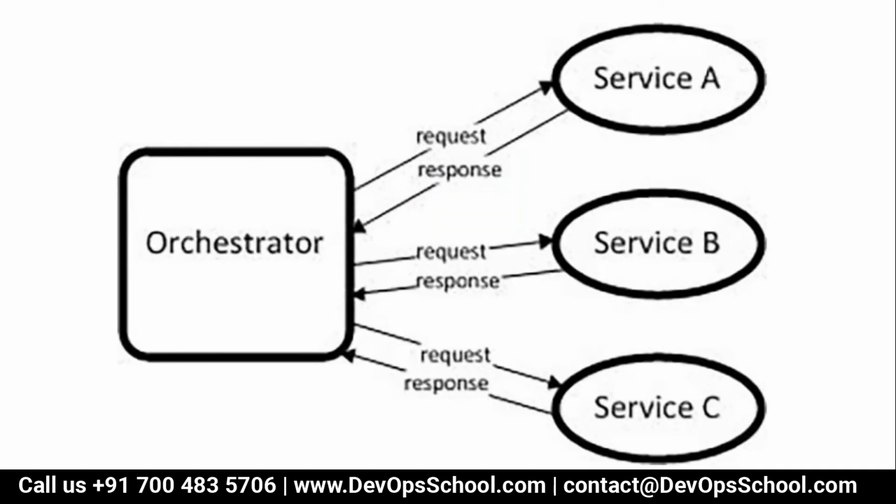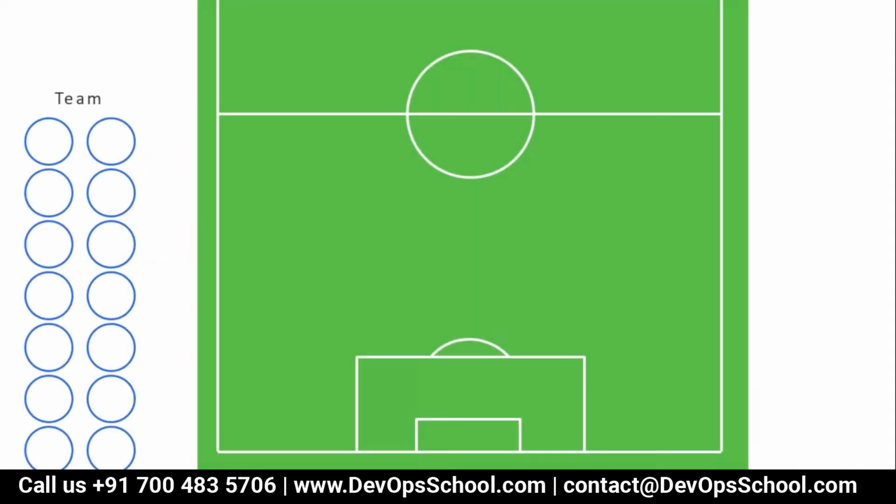Now, when I say orchestrator, that means Kubernetes will manage your microservices, service A, service B, service C, and with the help of the orchestrator, you can send requests to the services and get the response. That's managed by Kubernetes. Let's understand that from a slightly different perspective.